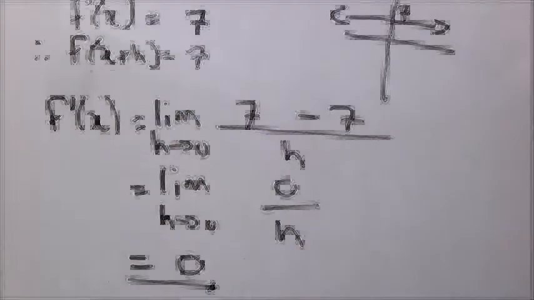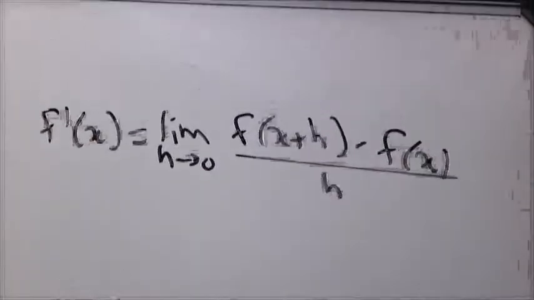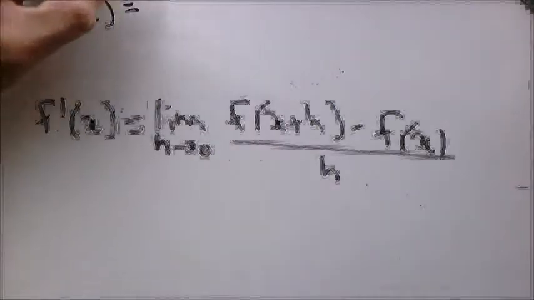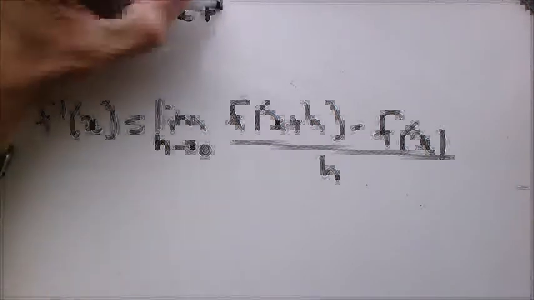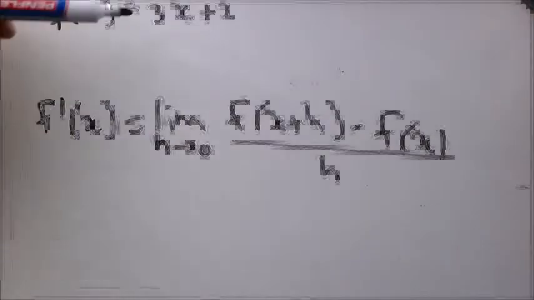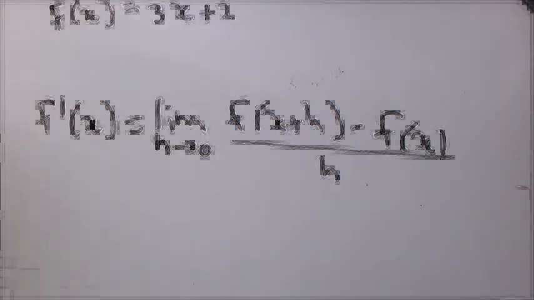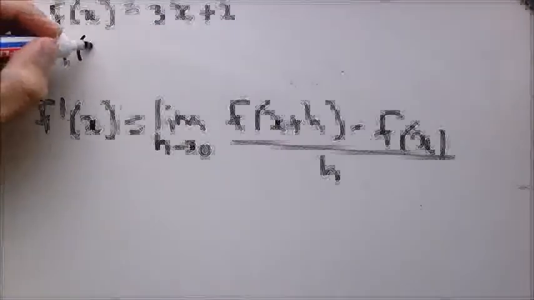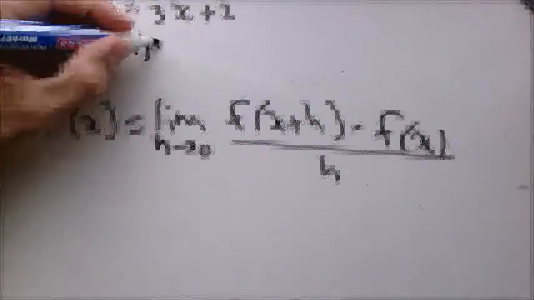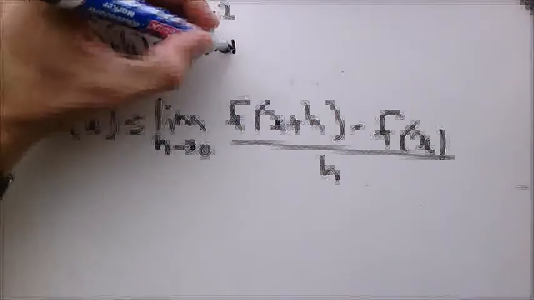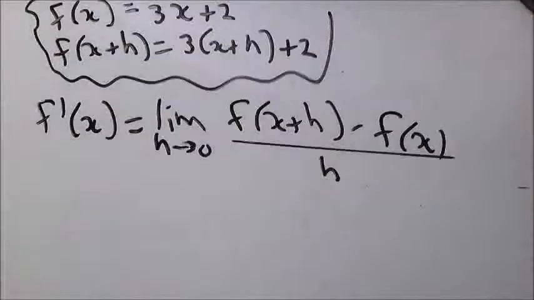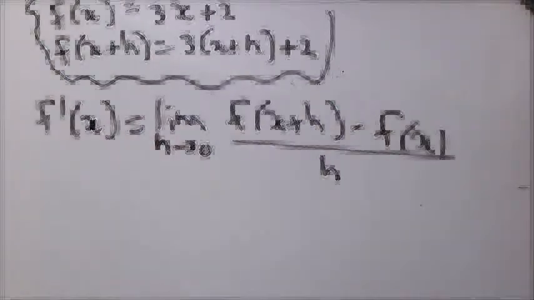Okay, next example. We are going to look at a straight line graph, say f(x) = 3x + 2. You know that the gradient is 3, and we're going to prove it. If f(x) is 3x + 2, then f(x + h) will be 3(x + h) + 2. Now we have our definition, so we just substitute and solve.